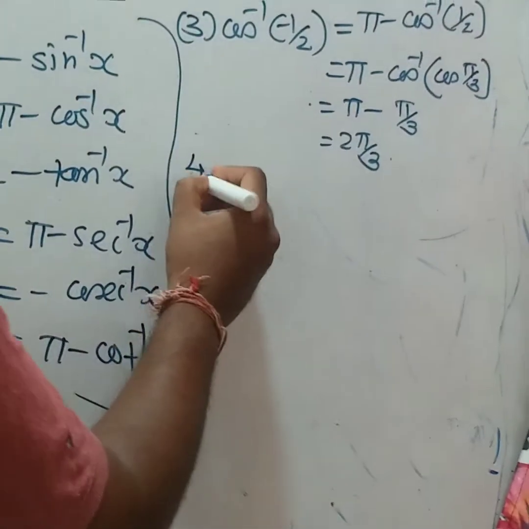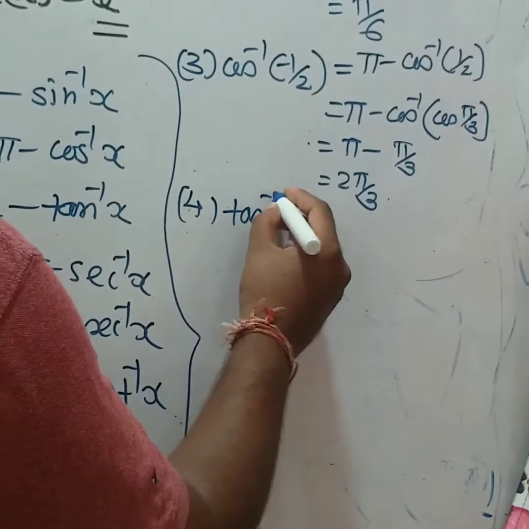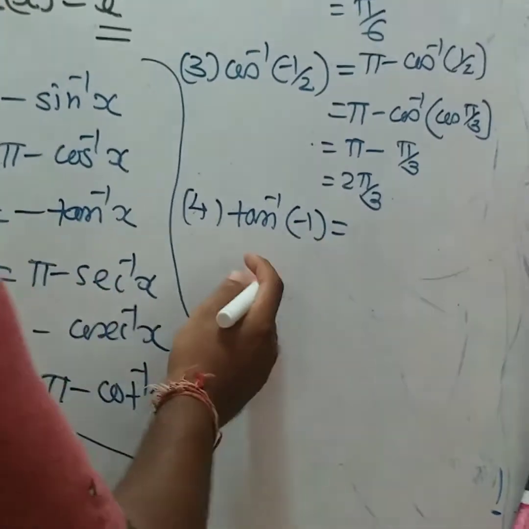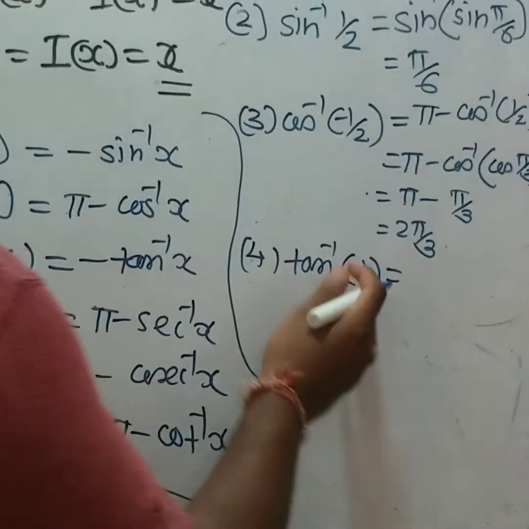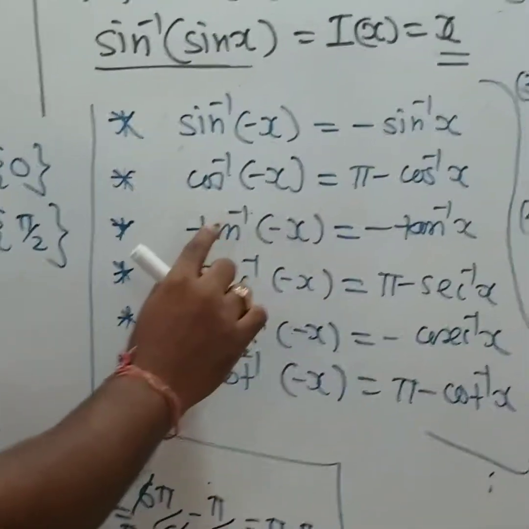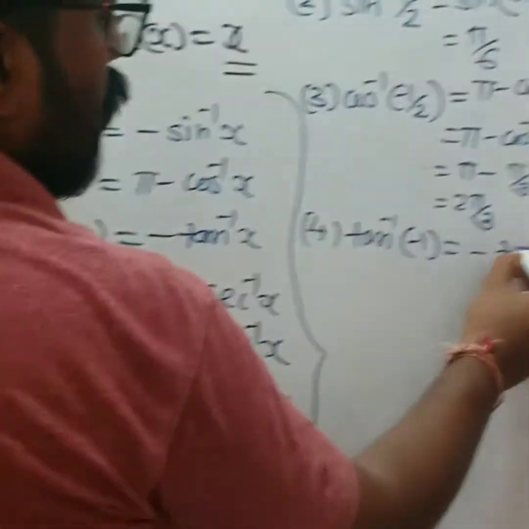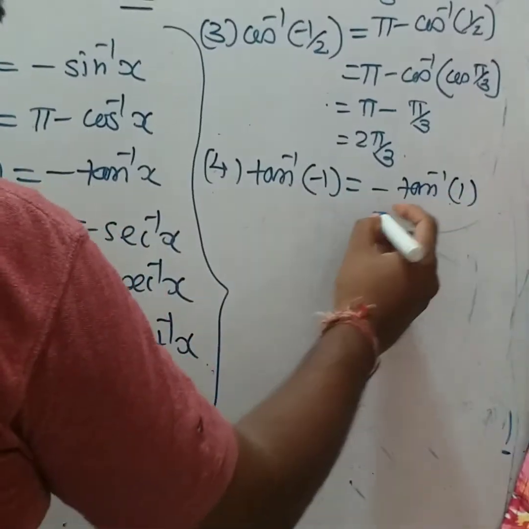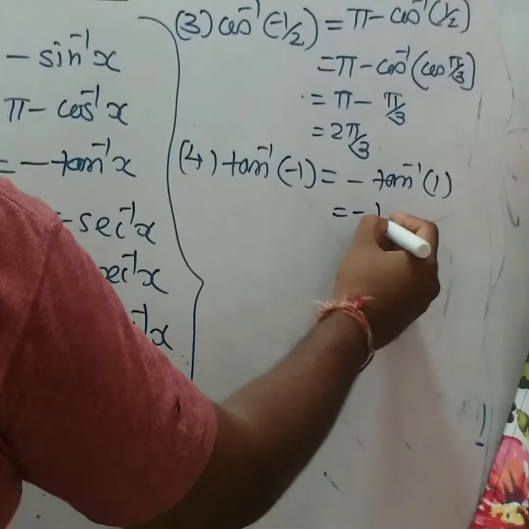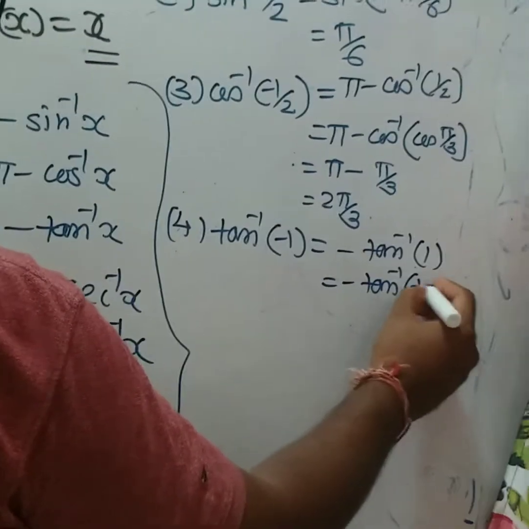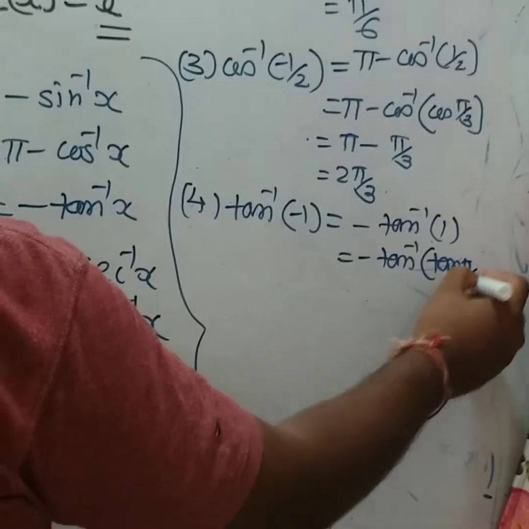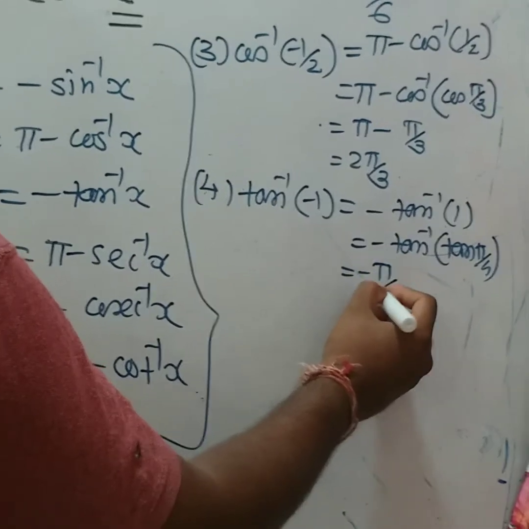One more example is tan inverse of minus 1. What happens in this case? For tan it is negative. Tan inverse of minus x gives us minus tan inverse x. So minus tan inverse 1. So minus tan inverse of tan pi by 4. The value of tan pi by 4 is 1. So the answer is minus pi by 4.